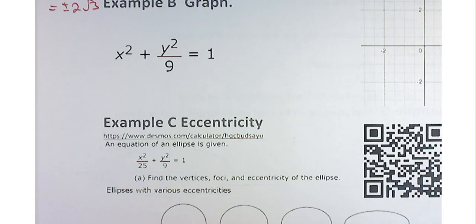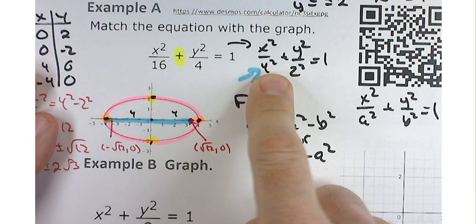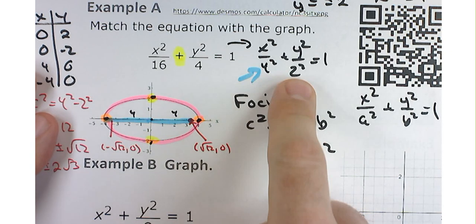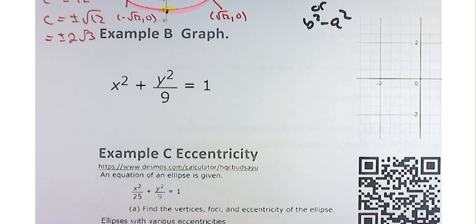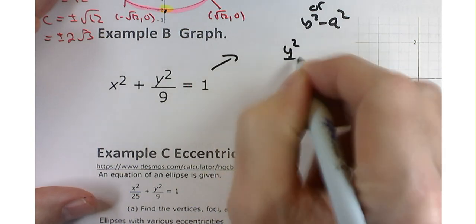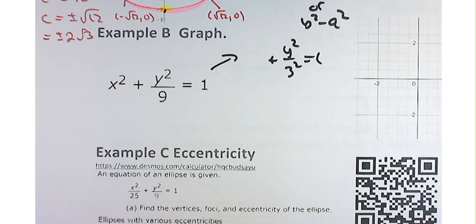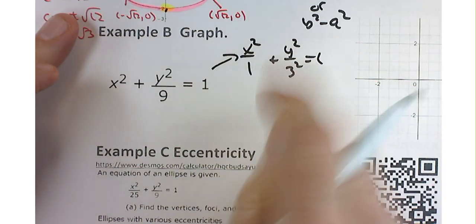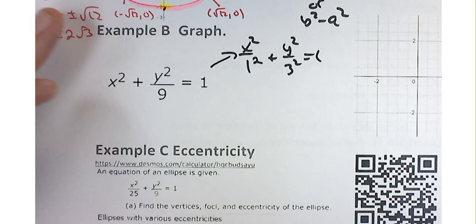Example B here. Now, the big thing that helps us out when we graph these things is to rewrite them so that you have a denominator of a squared term and another denominator of a squared term. Now, I can do that for this one. So I have a y squared over 3 squared. But what am I going to do for the x squared? X squared over 1. X squared over 1, but I want it squared. 1 squared. Yeah, 1 and 1 squared are the same thing.